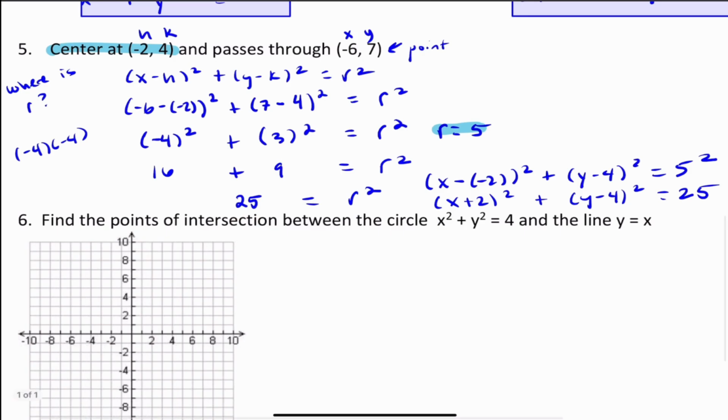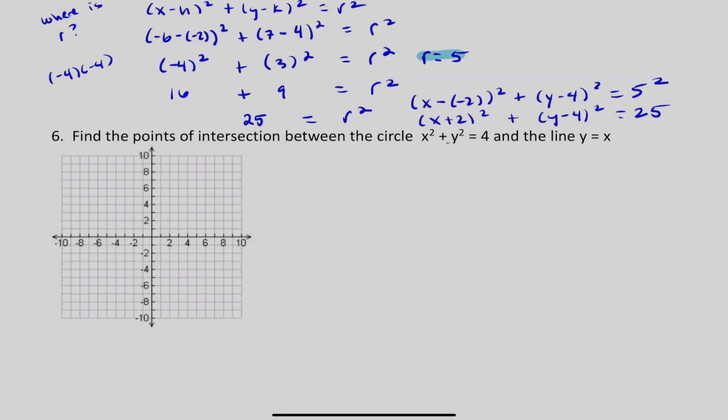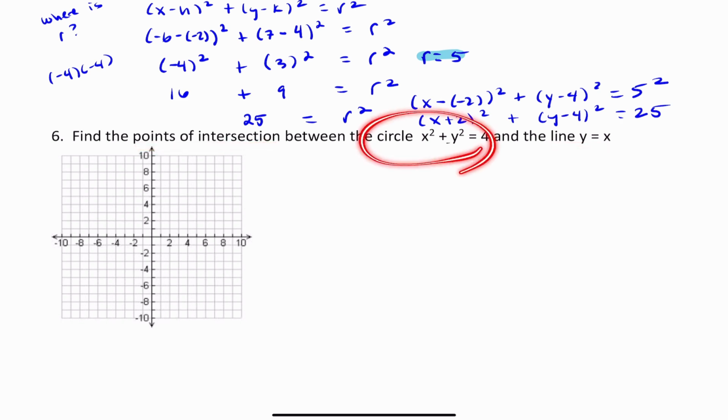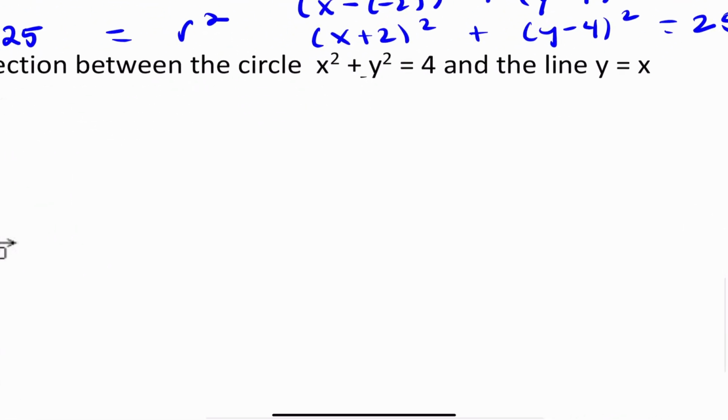Number 6 asks us to find the points of intersection between the circle x squared plus y squared equals 4 and the line y equals x. Now, point of intersection means that we have to draw a circle and we also have to draw a line, and we're going to see where these two objects meet. That's what it means, point of intersection. So we're going to deal with the circle first. And remember, when we're graphing our circle, you need two things: you need the center and you need the radius. And this is our equation.